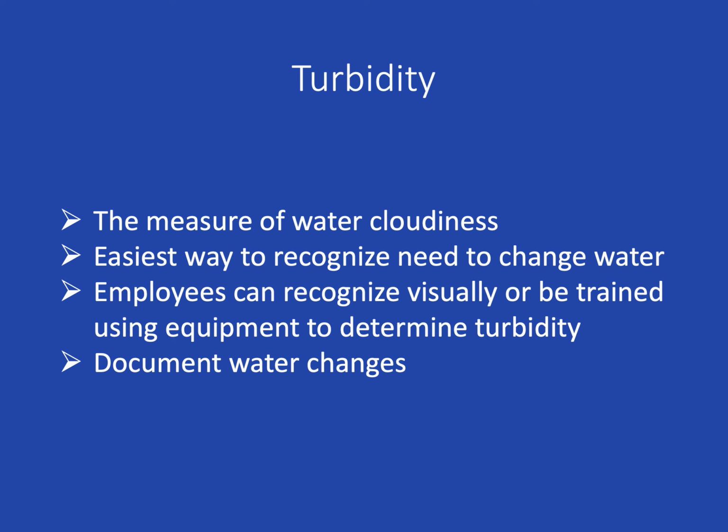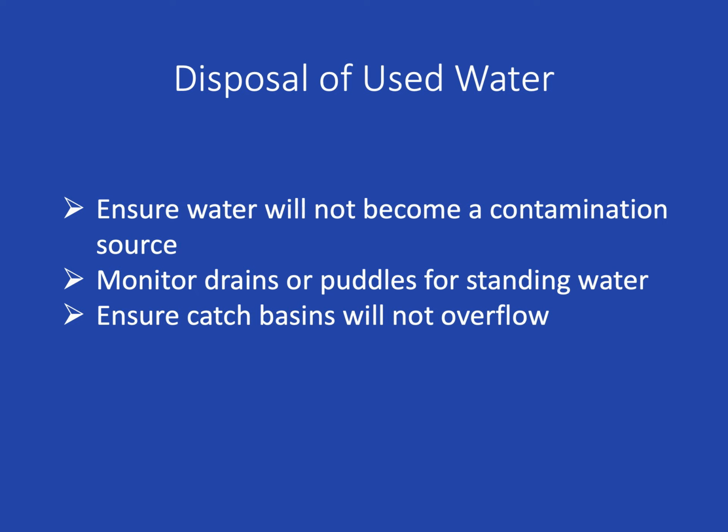Just like for pH and temperature, the monitoring process of turbidity must be documented to ensure that the water is being changed when necessary. Now that workers understand how to assess the quality of the water, workers need to know how to properly dispose of the wastewater.